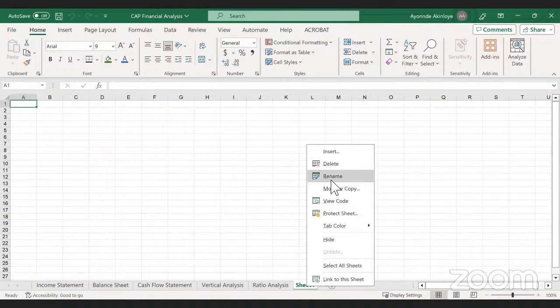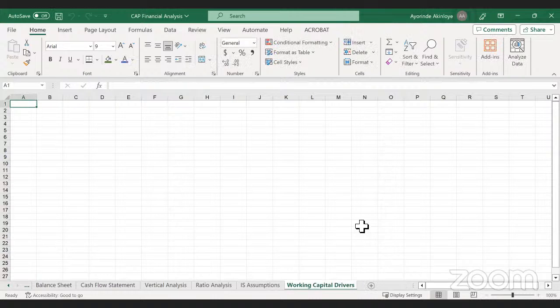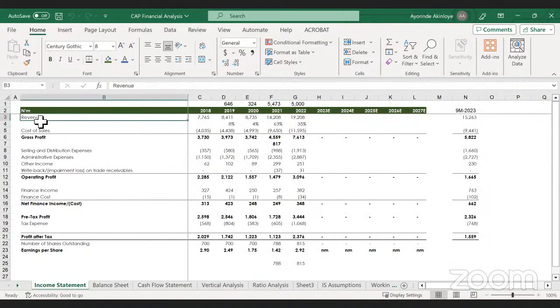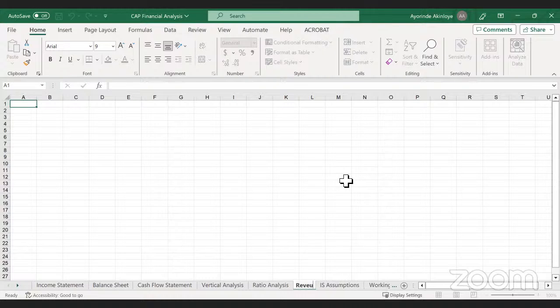But what I typically like to do, right, is I like to have my income statement assumptions. So I have my income statement assumptions here. Then I have my working capital drivers. I will explain what all these things mean. In fact, sometimes, if I'm able to build an elaborate model for forecasting revenue for a company, I typically like to even have a revenue model separately.